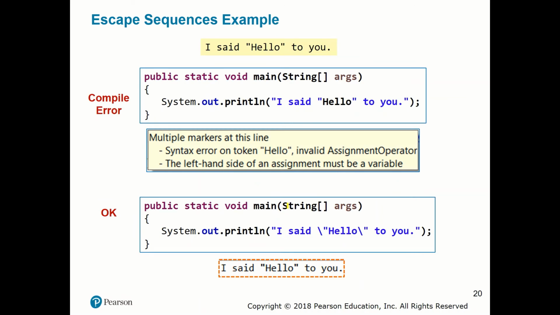Let's check what kind of error occurs when the escape sequence is not used. So to print out like this, if I write a string inside the println statement like this, then the computer says it is a syntax error on token hello. This is a compiler error, so we cannot see the result. So instead of this, we need to write using escape sequence. Now we can have a result like this.